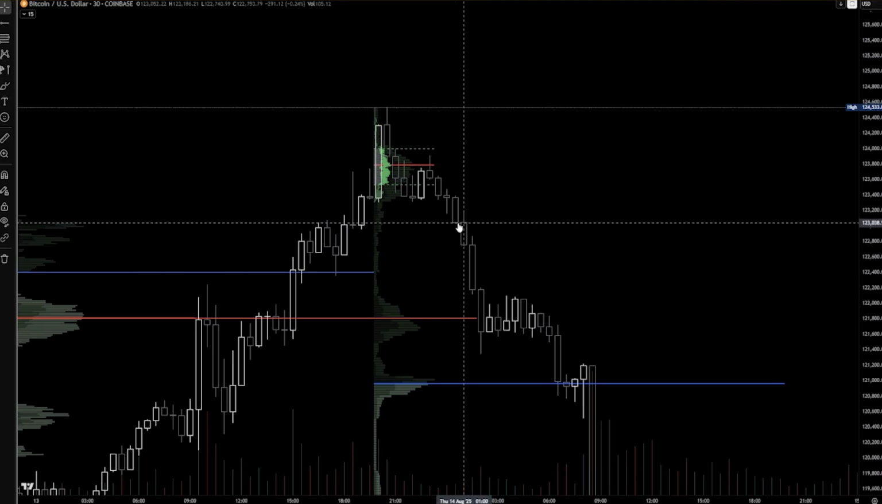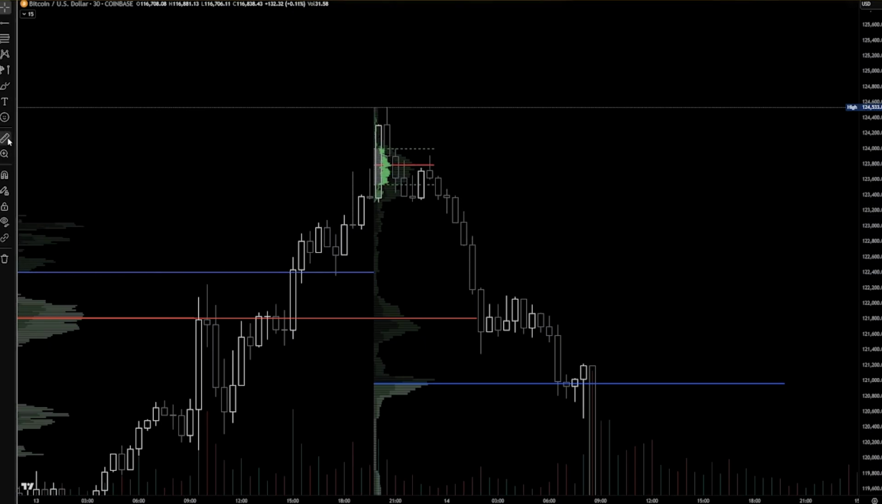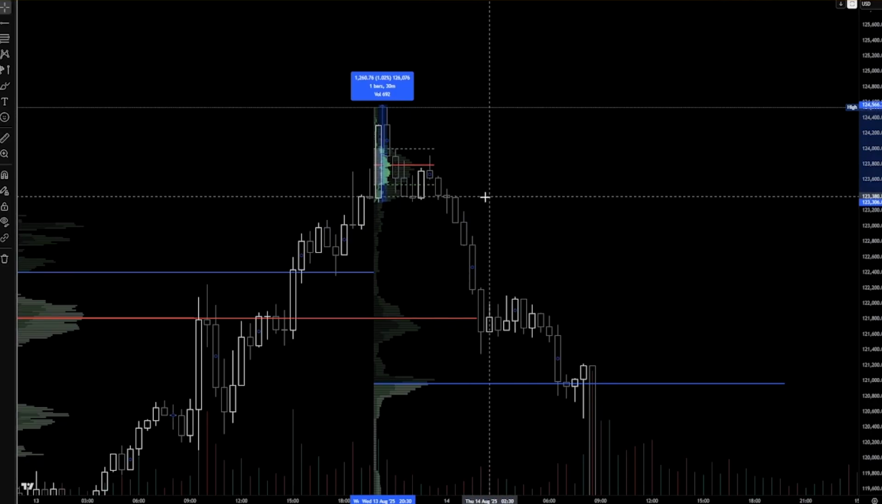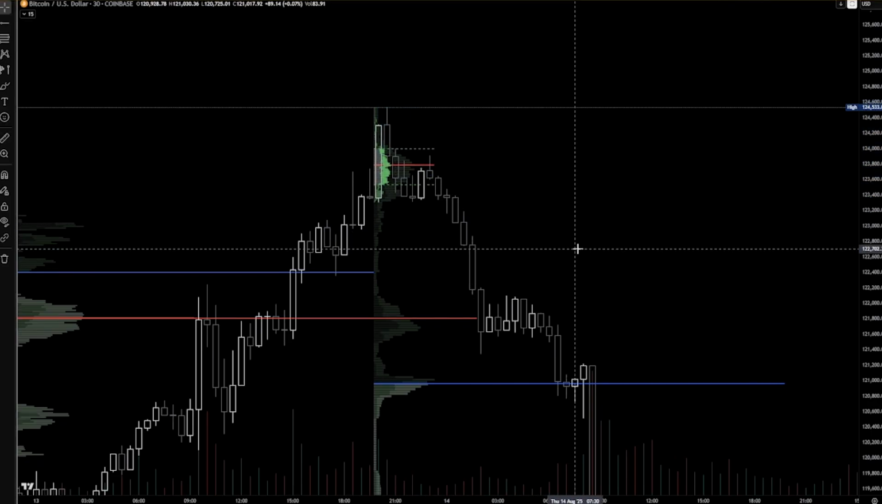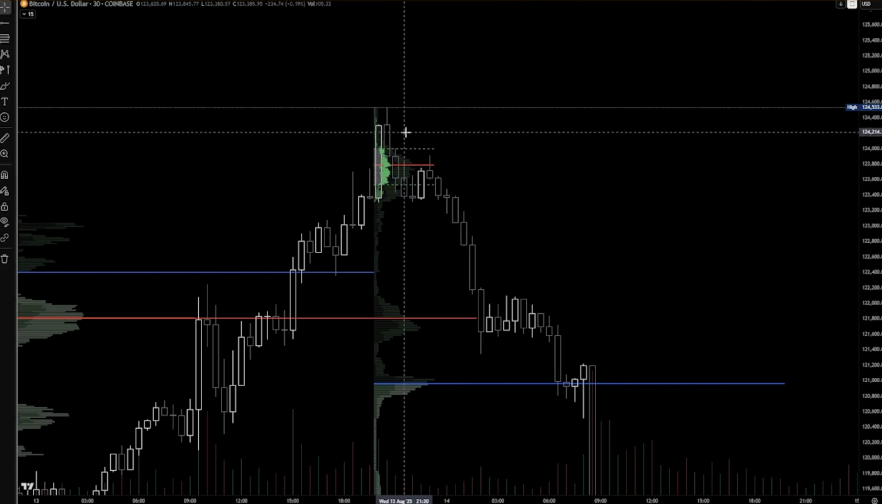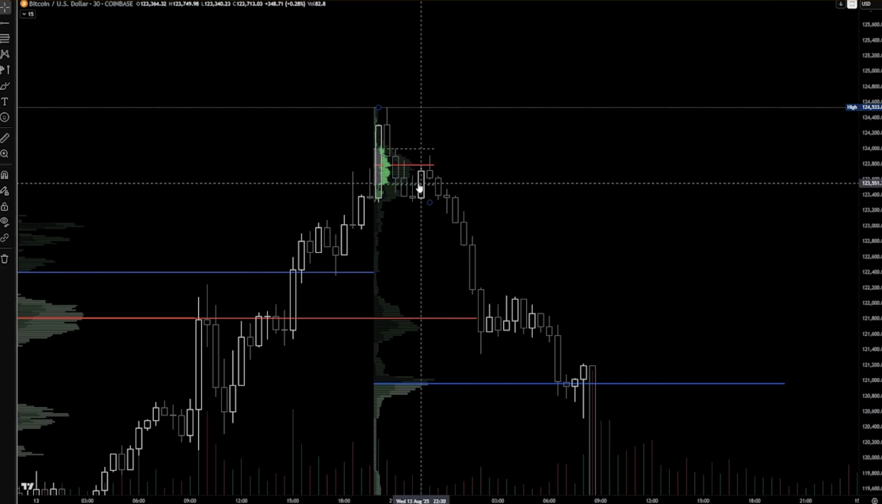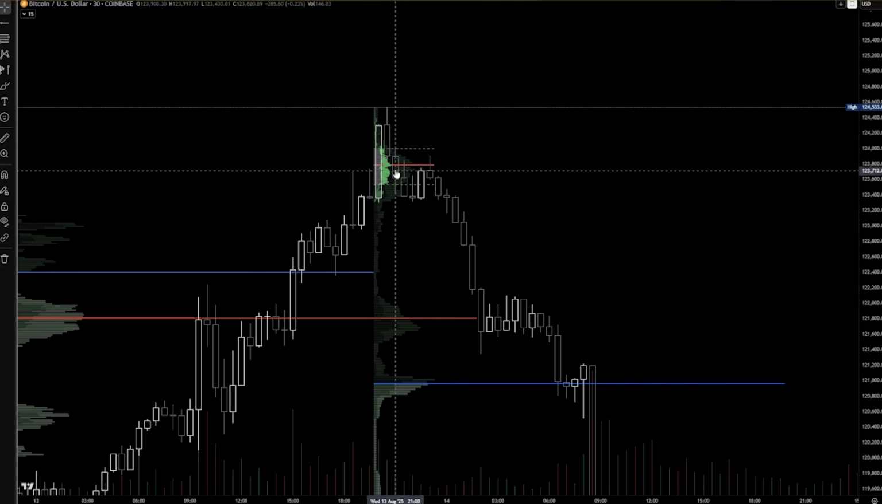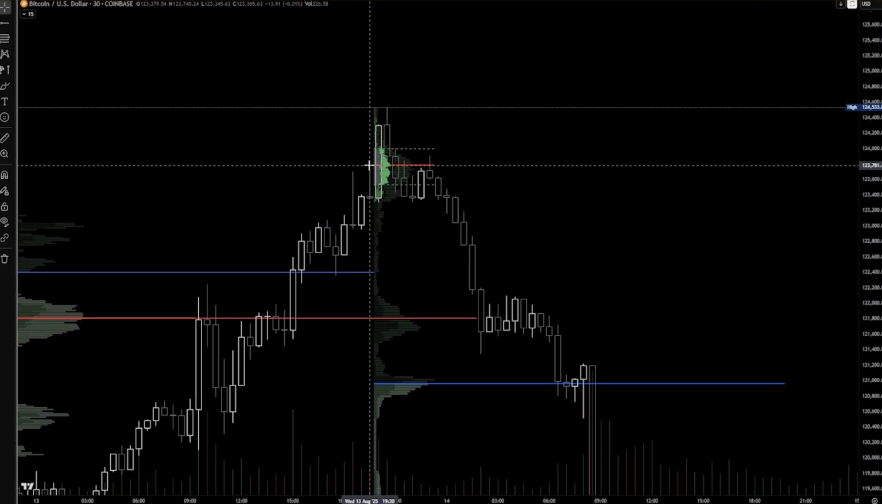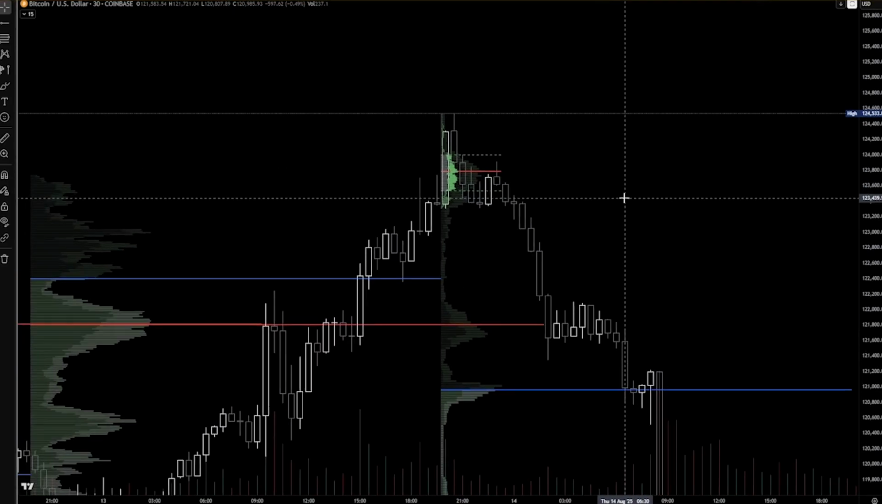It's not too small. Wider range. That was a nice move. But it came back inside and kind of traded around a little bit. We're having this profile develop as that price action is unfolding.